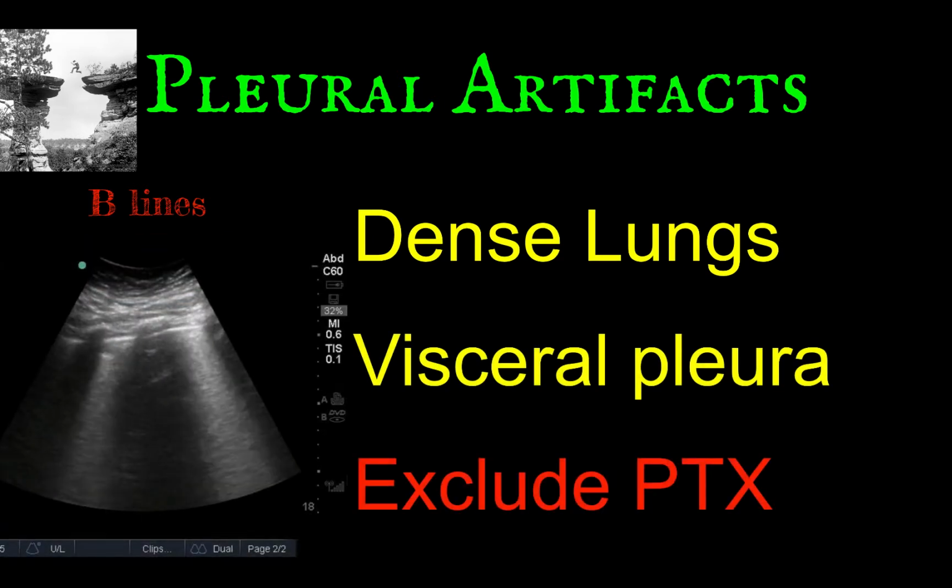Remember, when you see B-lines, be very careful about volume resuscitation of these patients. These patients are typically volume overloaded with a very tenuous respiratory physiology, and you need to be very careful about overloading them with more volume. They don't, however, have a pneumothorax, so please don't decompress these patients.